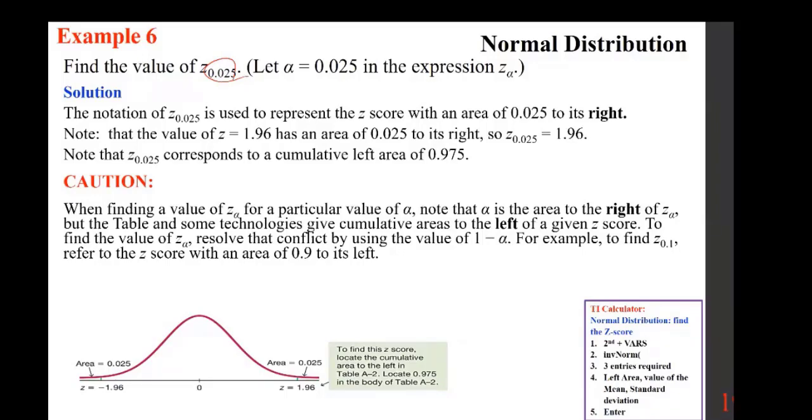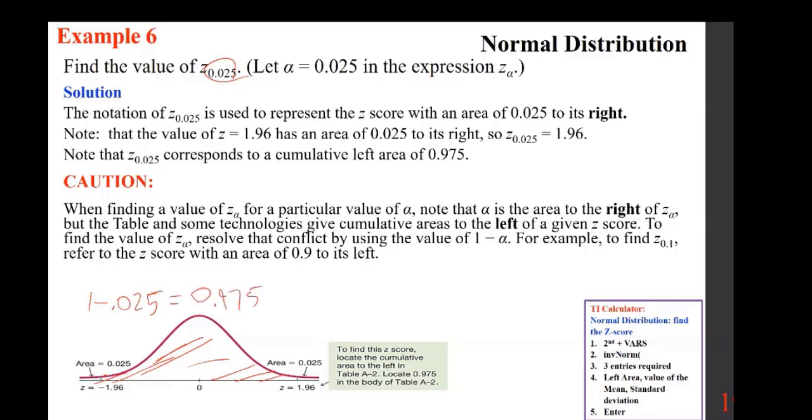The idea is to understand what the question is asking, understand how the table works, and understand how the technology works. That's the idea behind that. So for example, when you want to look at z sub 0.025, you really need to understand this area all the way to the end is 1 minus 0.025, which is 0.975.